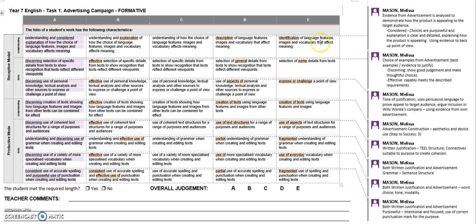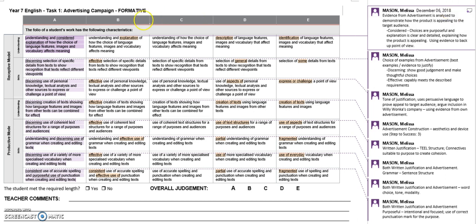So here we're really looking at the evidence that is to be analysed from the advertisement, and also how the product is appealing to the target audience. So to get an A, it needs to be considered. That means that the choices are purposeful and the explanation is clear and detailed, explaining how that product is appealing, and it uses evidence to back up the point of view. So to get an A, you really need to make sure that you do all of those things.